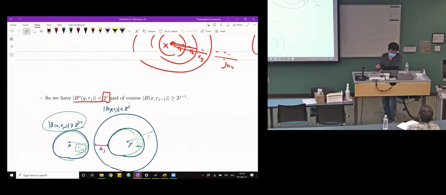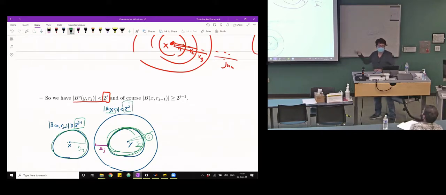So in a picture it would look like this. If you look at the radius r_{j-1}, then both balls here are bigger than 2 to the j minus 1. But if you go to the next radius, then for y at least, it's not too big. It's still 2 to the j, right?